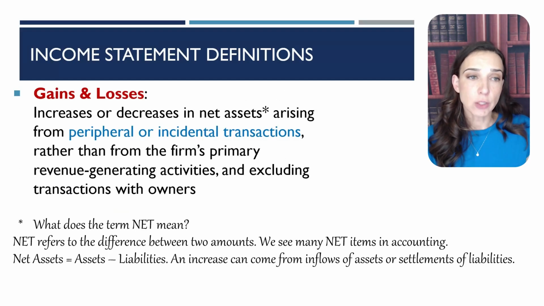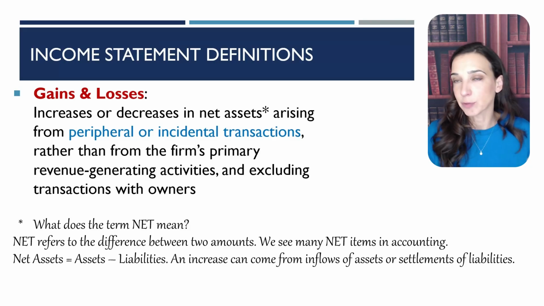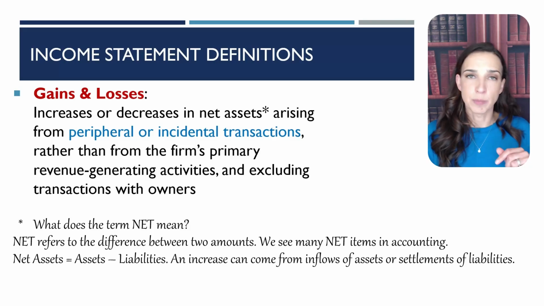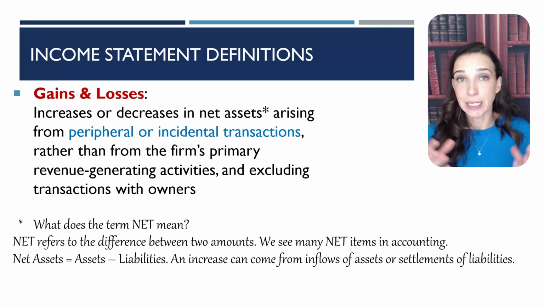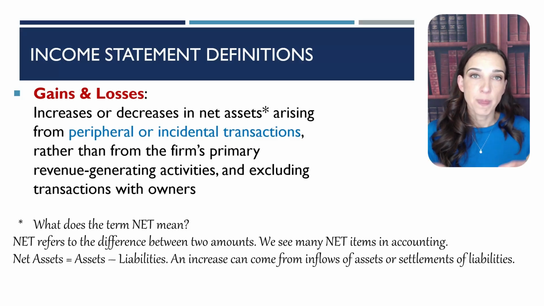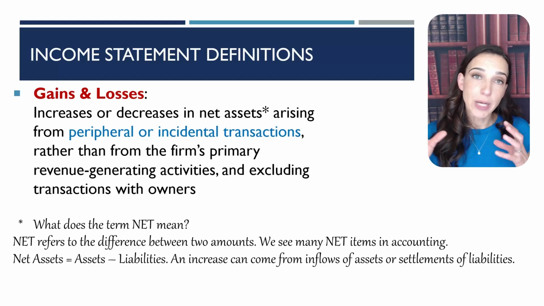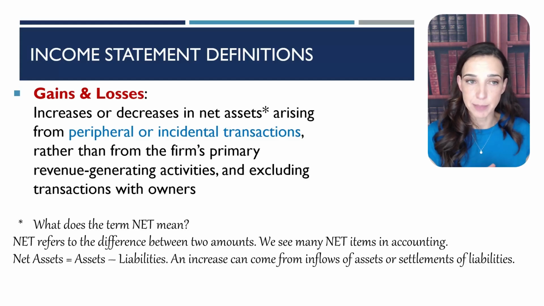Now, let's talk about these peripheral transactions. A lot of companies will have transactions that are not part of their primary line of business. They may have to buy and sell secondary assets because they no longer need them. Maybe they extinguish some debt again. And these things might lead to a gain or loss that is recognized on the income statement, but it doesn't get lumped together into revenues and expenses. We call these gains and losses, and we highlight them separately on the income statement.